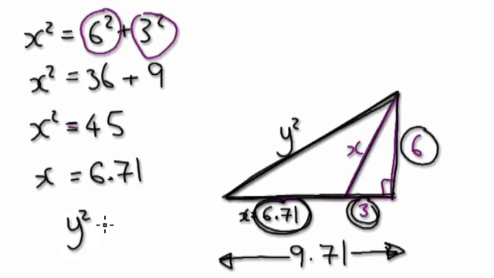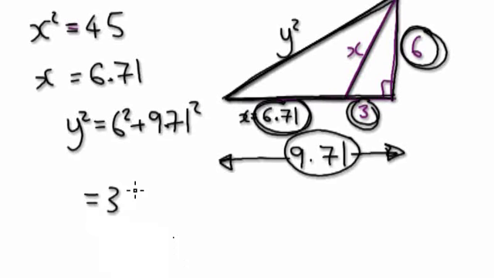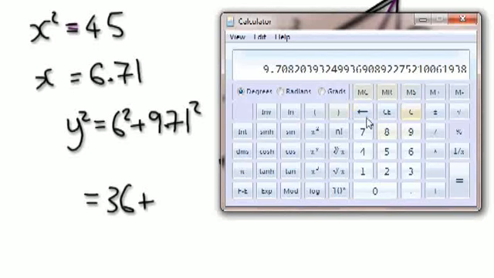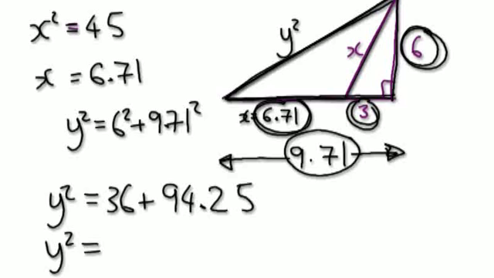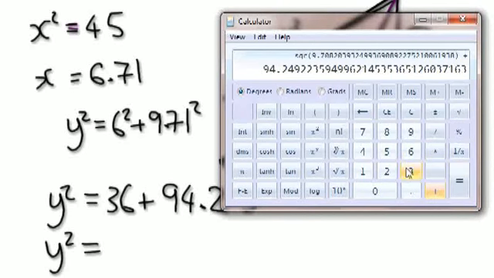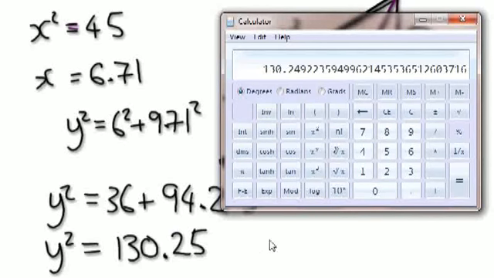So now y squared equals 6 squared plus 9.71 squared. So this would be 36 plus that squared. So let's square this, which equals 94.25. This would be y squared. Let's add the two together now. So plus 36 equals this. When you add the two together, it comes to 130.25. And now you square root both sides.